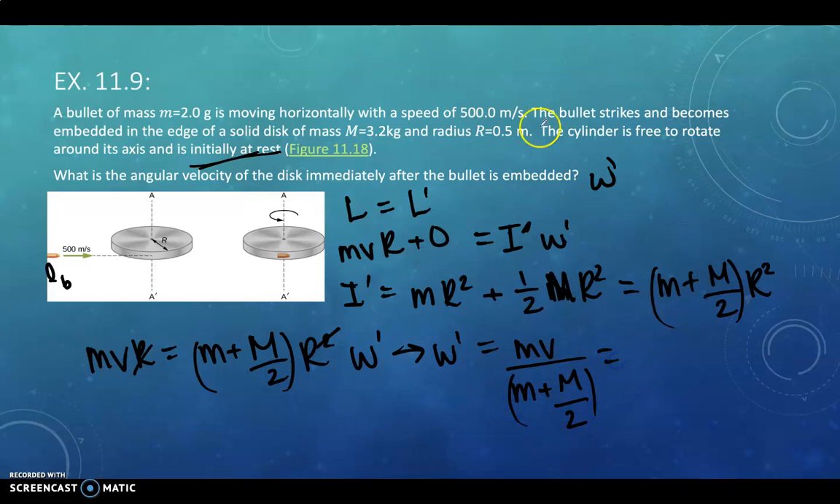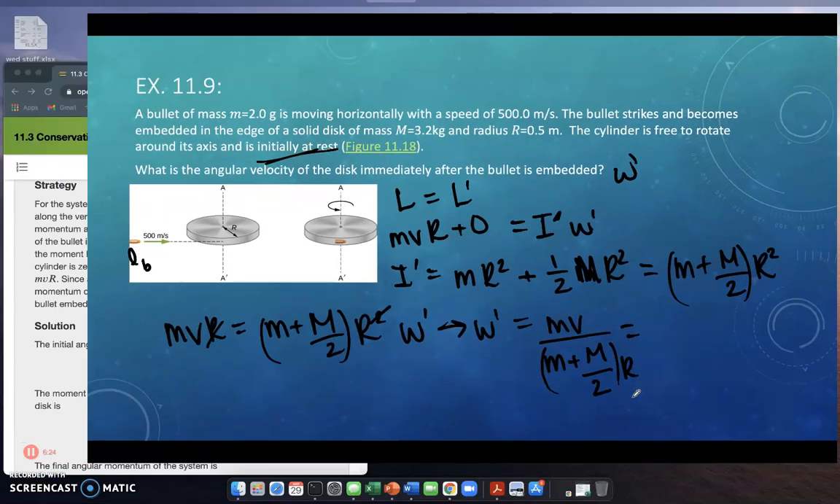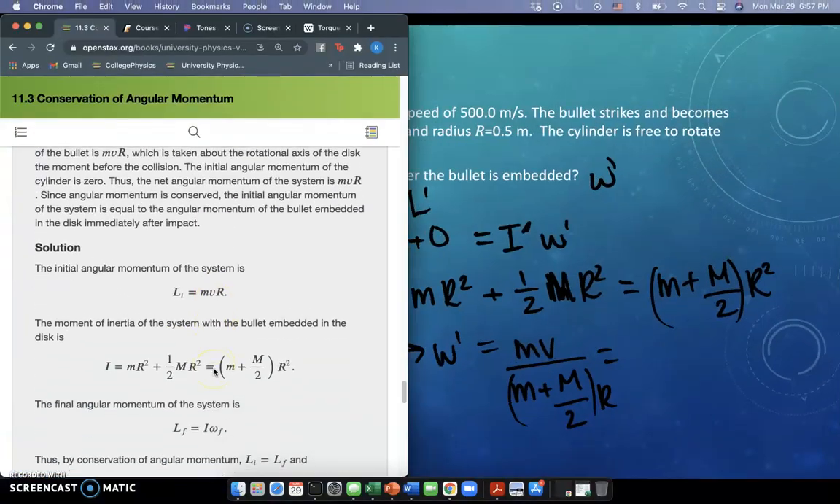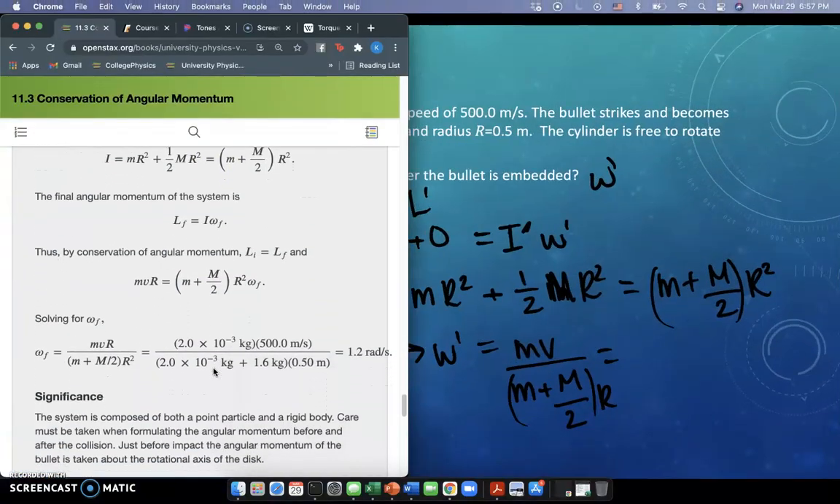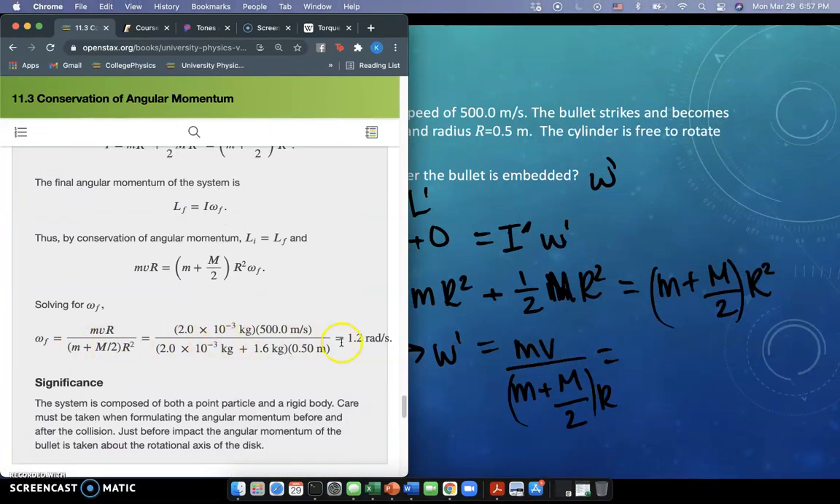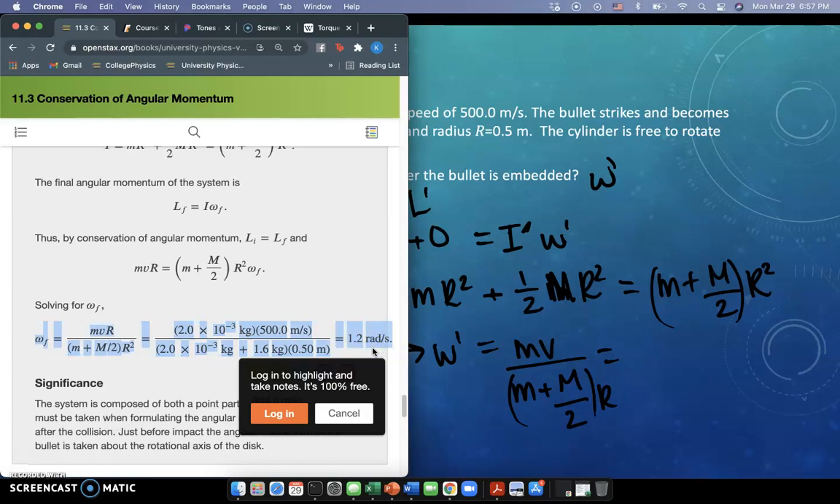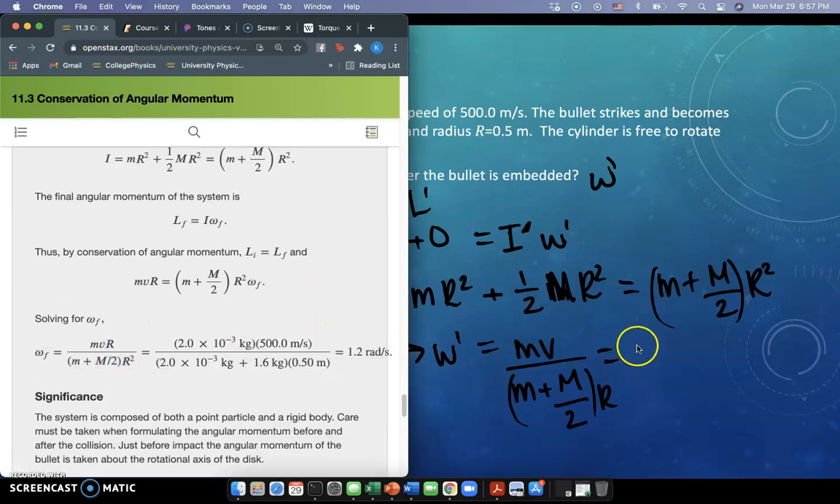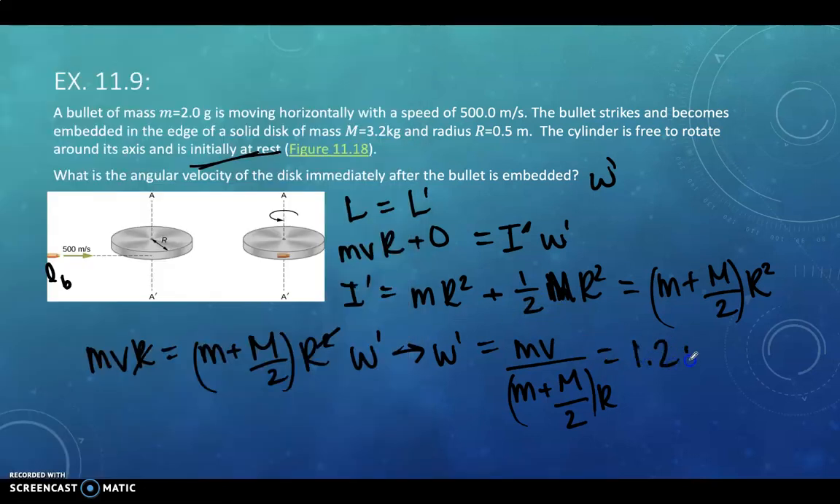And so you can plug everything in. Oh, whoops, I'm missing an R. There should be an R down here as well. And then once you plug everything in, we can get down here to this answer, 1.2 radians per second. So 1.2 radians per second.